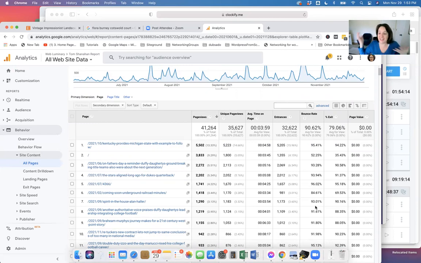But anyway, you can see his number 1 is actually a blog post. Kentucky provides Michigan State with example to follow. That's the name of his blog post, and that's number 1 right now. And then a lot of people exit after that because I guess they're really interested in Kentucky. He writes a lot about Michigan State. He went there. Next is his homepage, and you can see all the different.